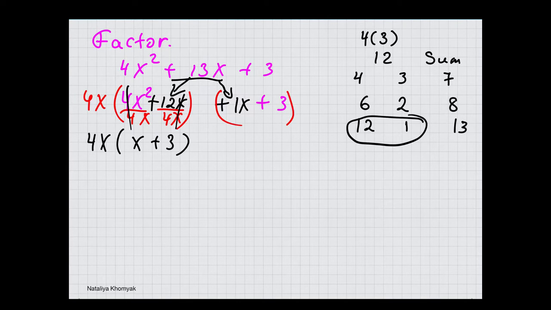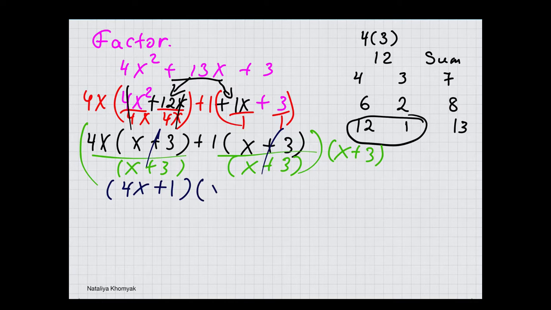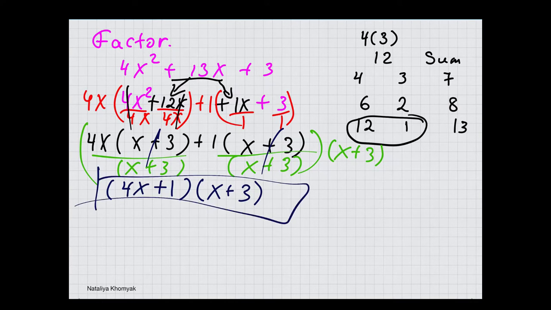From the second group we can take out just 1. So we have plus 1 times x plus 3. Now we factor out x plus 3. Whatever goes in the denominators goes on the outside. This and this will cancel, and we have 4x plus 1 times x plus 3, and this is our solution.